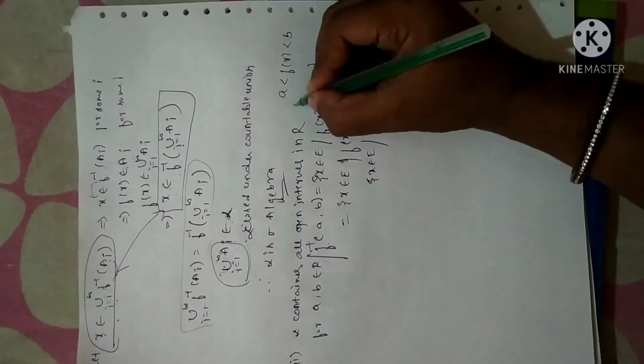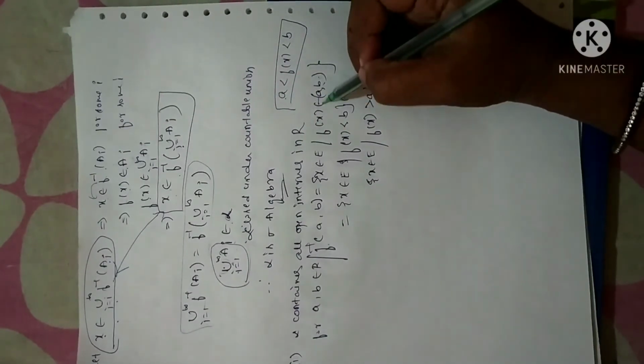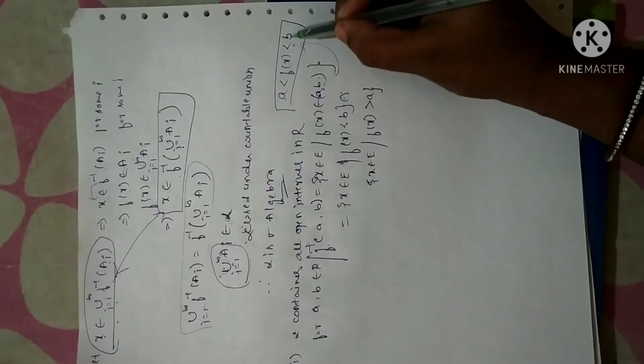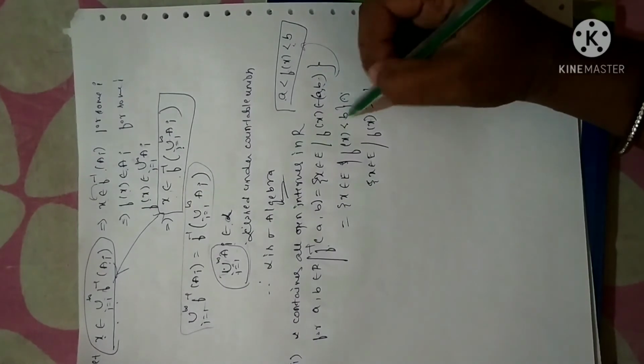It is our basic concept. For each and every step I cannot repeat it. So after this step, if you want, you can add this. By splitting these two, I can write F of x less than b and F of x greater than a. So I can write this set as the intersection of these two sets.